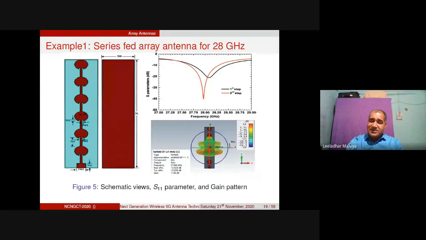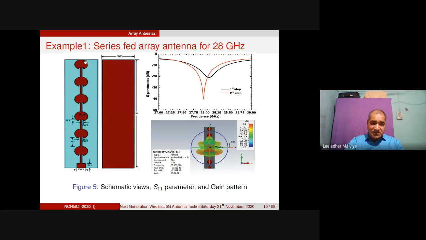So now let us start with some examples. My students have done these designs, so I'm including all of these here. So look at this picture here. The first antenna that we have has stub matching here, right? So a 50 ohm stub is used and it is matched with the quarter wavelength, right?